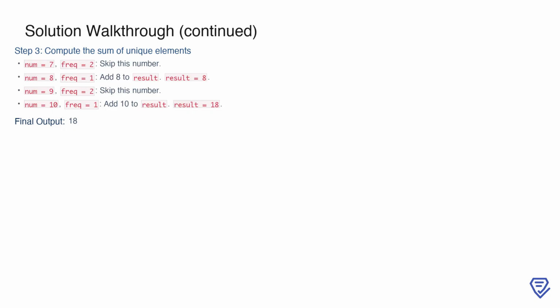Now, to compute the sum of unique elements, we iterate through the count dictionary. The number 7 has a frequency of 2, so we skip it. The number 8 has a frequency of 1, so we add it to our result, making the result 8. The number 9 has a frequency of 2, so we skip it as well. Finally, the number 10 has a frequency of 1, so we add it to the result, bringing the total to 18. Therefore, the final output for this input is 18.